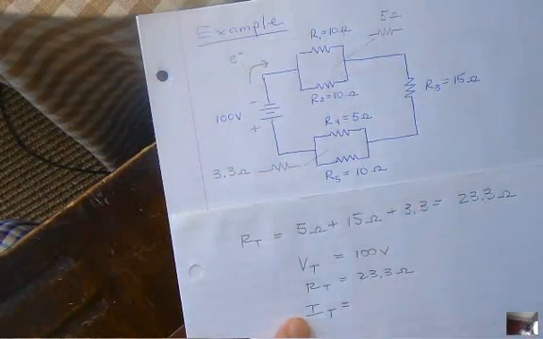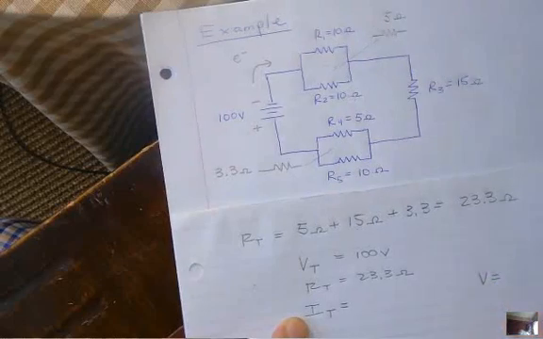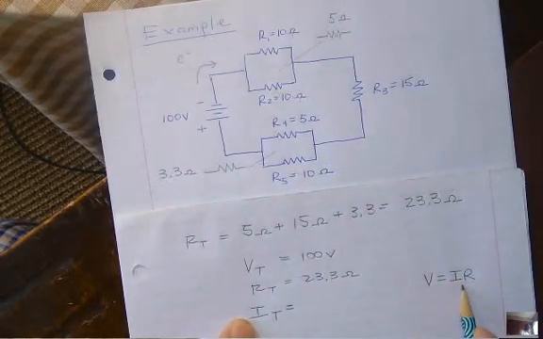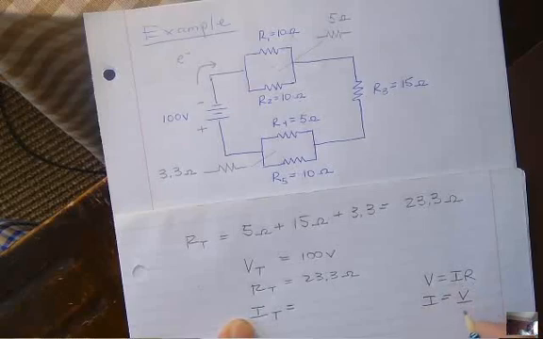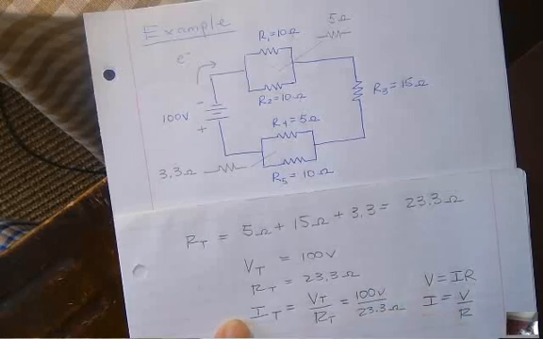Okay, so how are you going to get I total? Well, you're going to get I total by V is equal to IR, our most important formula. So V is equal to IR, and you have V and R, what's I? I is equal to V over R. So I total is equal to V total over R total. All right, so 100 volts divided by 23.3 ohms.